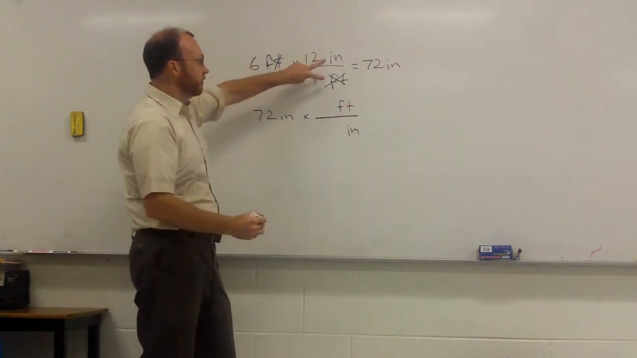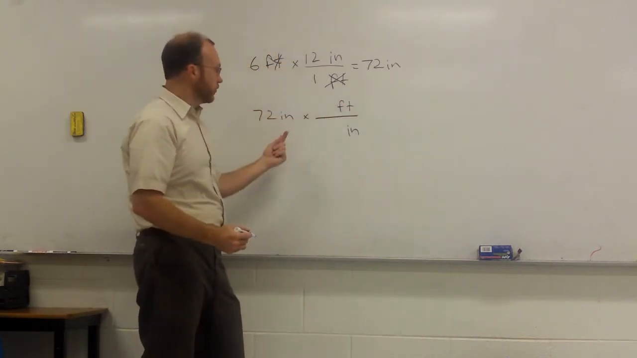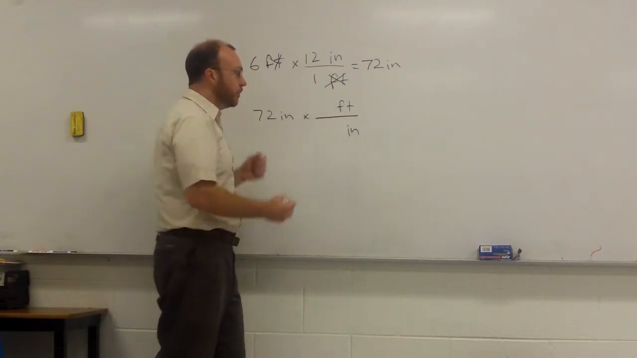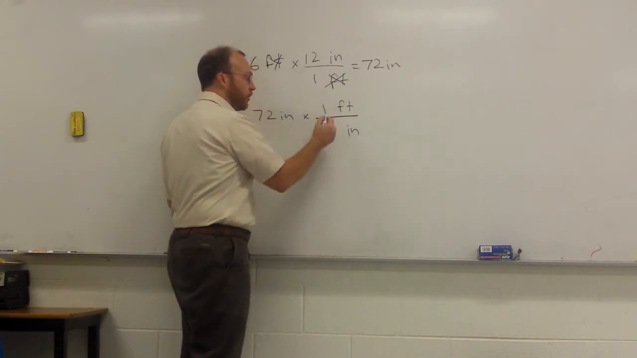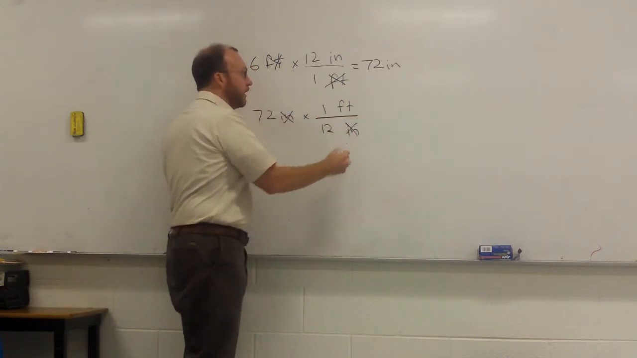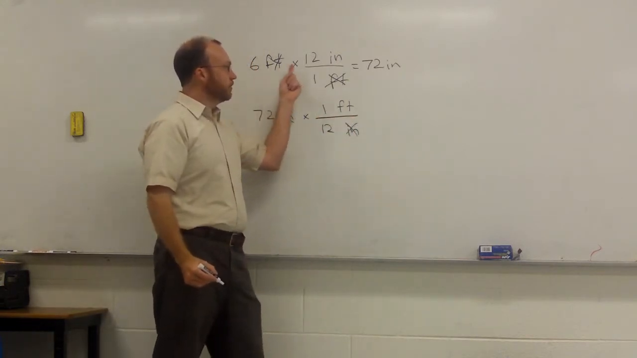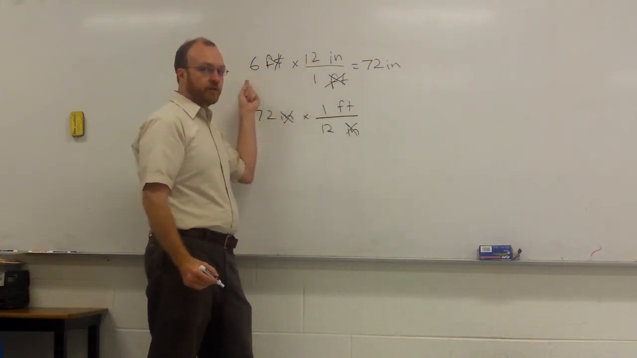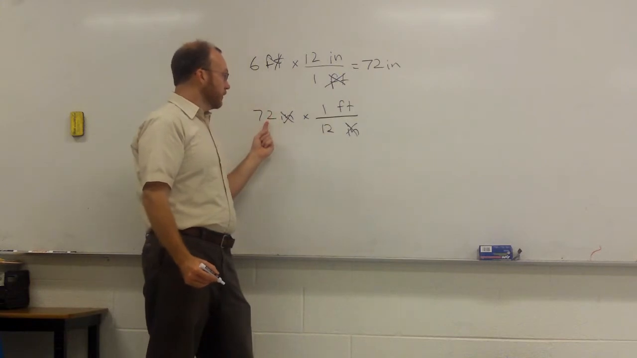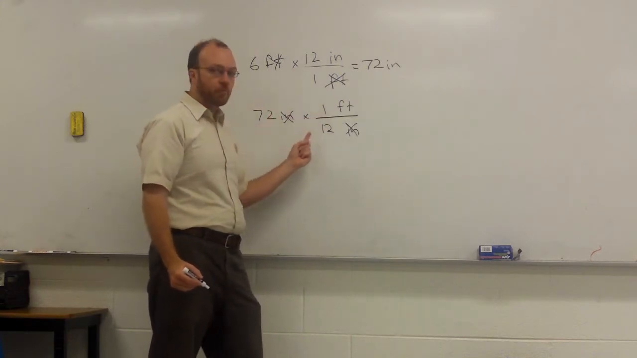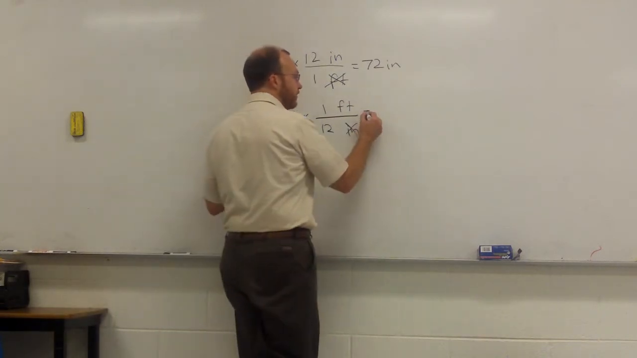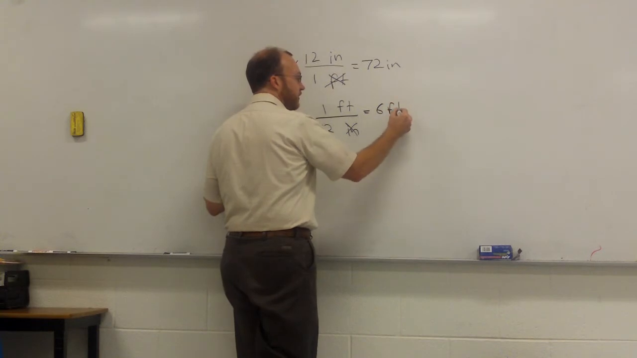So notice, this is reversed from before. The reason it's reversed is because we're trying to make this unit cancel and get that unit. But we still know that there are 12 inches in 1 foot. Now, up here it was set up so that both of the numbers that were not 1 were on the top. So you multiply 6 times 12. But here, this says 72 times 1/12. But an easier way to think of it is to just think 72 divided by 12. 72 divided by 12 is 6 feet.